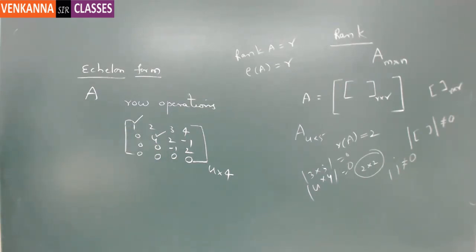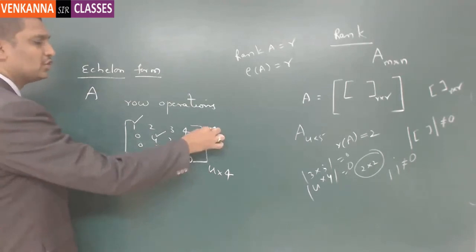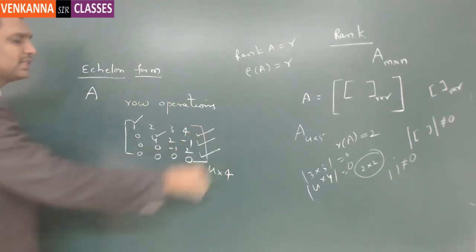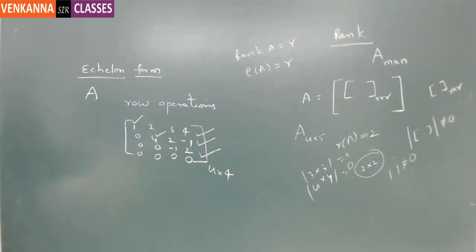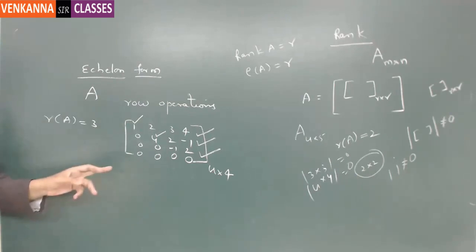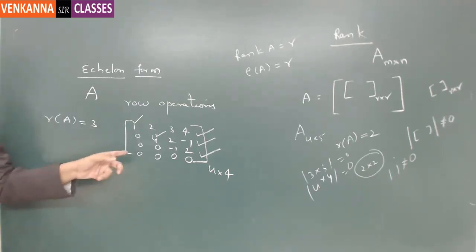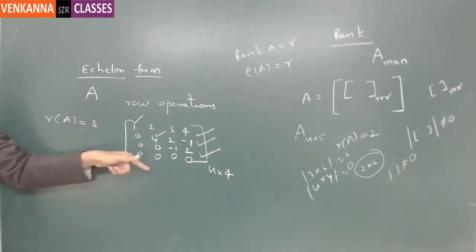And another thing is, zero rows must always be kept at the end. So by applying row operations, if any zero row is in the middle, it will be shifted to the last portion of the matrix. Now, after doing this procedure, we count how many non-zero rows there are. This is a non-zero row, this is a non-zero row, this is a non-zero row. Since there are 3 non-zero rows, the rank of the matrix is equal to 3. So in echelon form, we define the rank of the matrix as the number of non-zero rows in the given matrix after reducing it into echelon form.